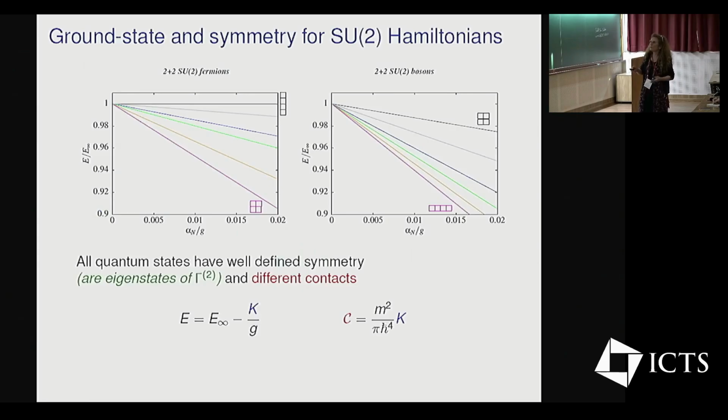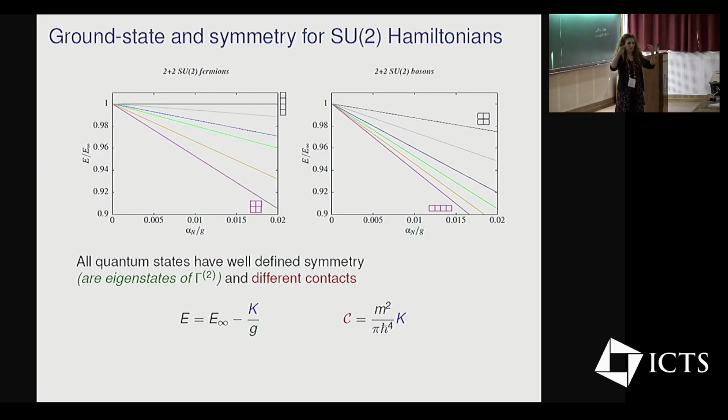So you can do the exercise: you can take 2 plus 2 SU2 fermions or 2 plus 2 SU2 bosons, and then you can calculate the state and the spectrum as a function of 1 over G. All the states are degenerate when G is infinite, but then you see that the energy is lower when the state is more symmetric. If you have 2 fermions, the way to have a more symmetric wave function is to put the 2 fermions like this from the point of view of the Young tableau. So you have this square symmetry.